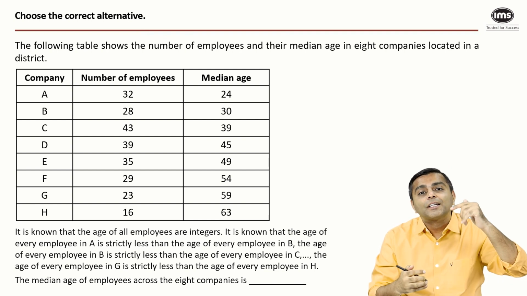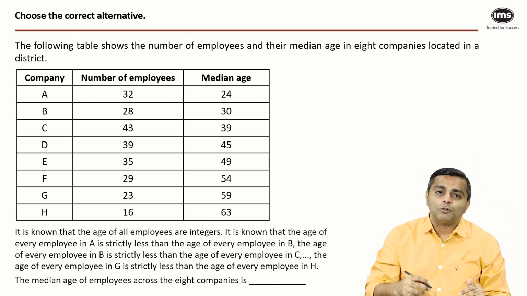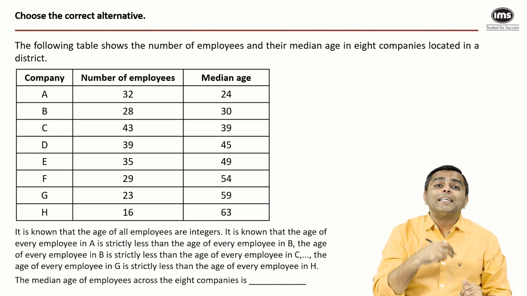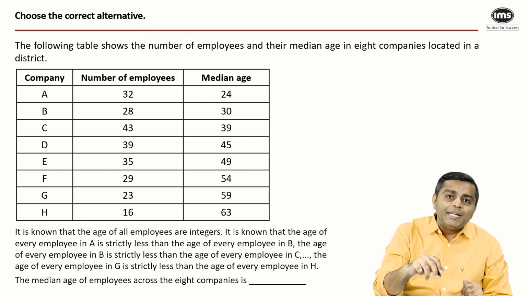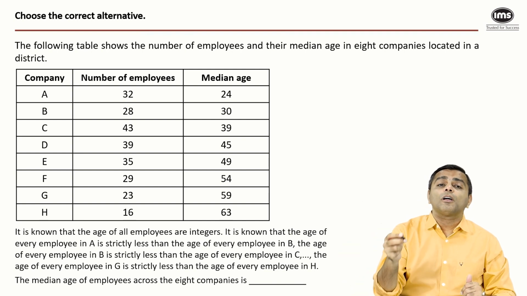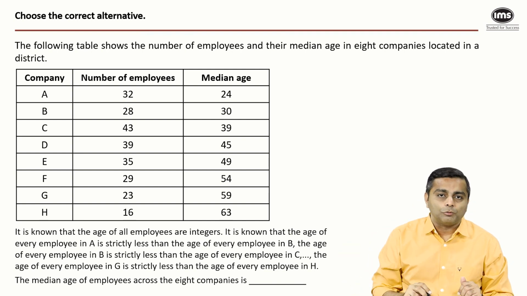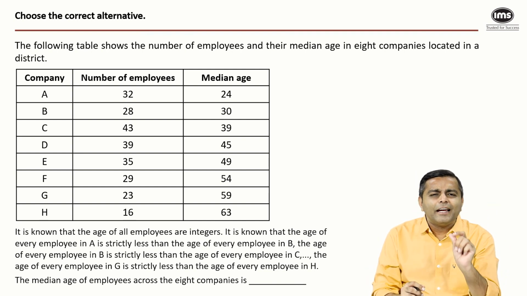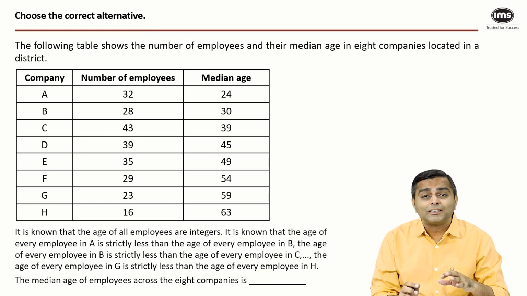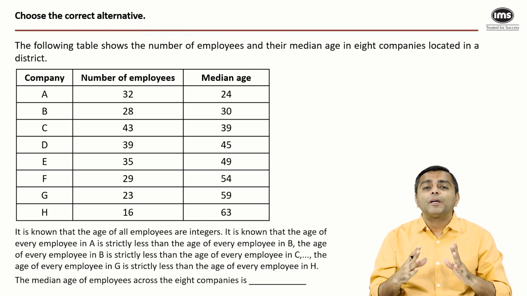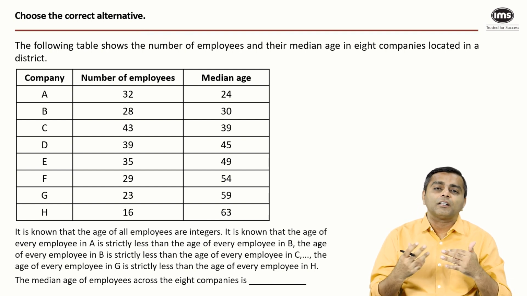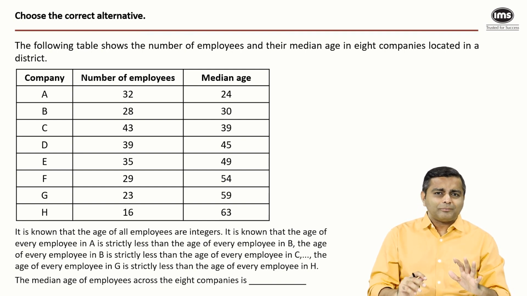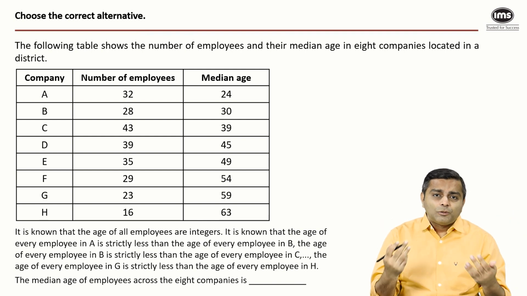And the same is the case for all the successive companies also. The youngest of C is older than the eldest of B. Youngest of D is older than the eldest of C, and so on and so forth. That's the data given. It's slightly tricky to understand, but once you understand, this condition itself is going to make our life a lot easier when we get into the solving. So that's the data given. Let's look at the first question.